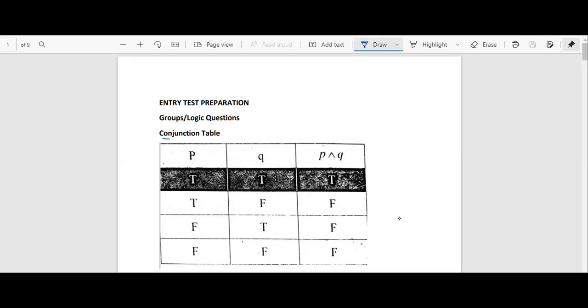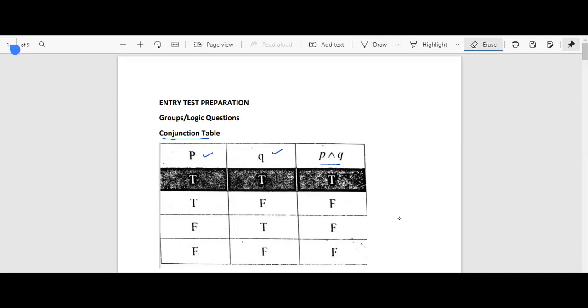All right. So this is the conjunction table. Okay. And this is the statement, right? So we have P, Q, P, Q, and think of it as P intersection Q. Because if you convert this logical statement in sets, it is equivalent to this, right? So just think about it as intersection, right?